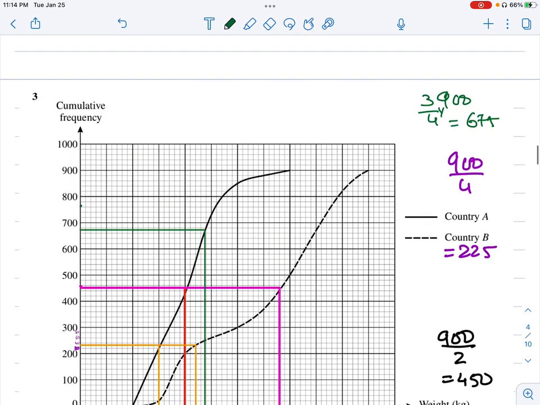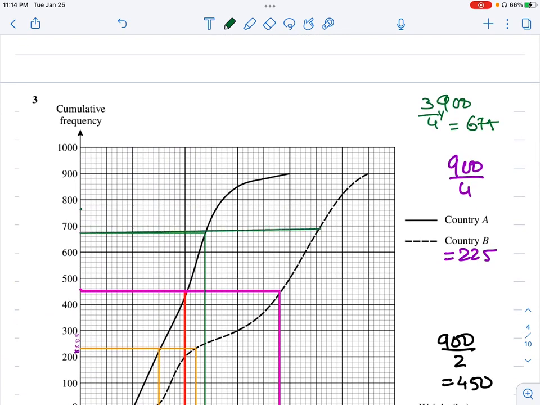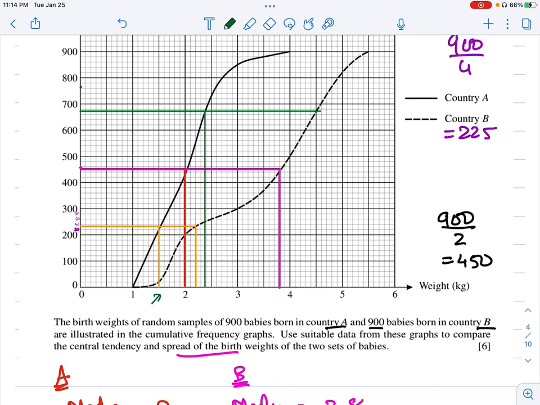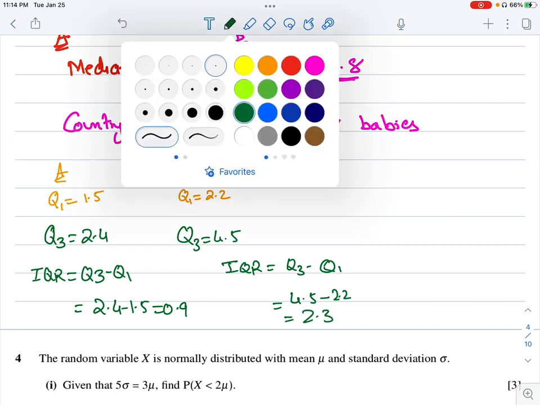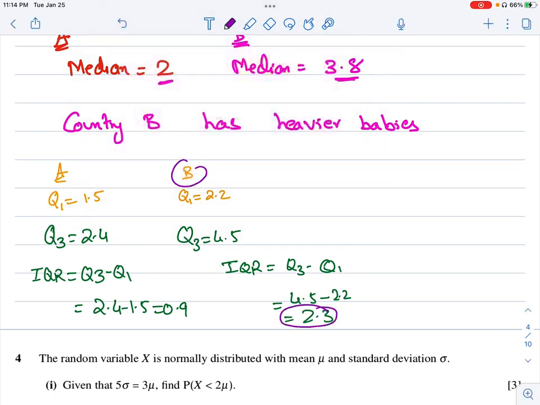Now for country B also, from the same 675, drop it down, and it becomes 4.5. Q3 becomes 4.5. So my interquartile range is Q3 minus Q1, which is 4.5 minus 2.2, which is equal to 2.3. So we can see that there is a bigger spread in case of country B. So country B has greater spread of weights.